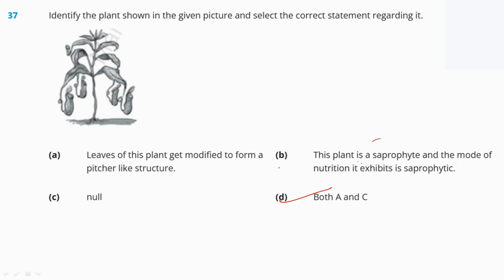Leaves of this plant get modified to form a pitcher-like shape. Yes, this is correct. This is a pitcher plant. Okay, so you have to select the correct statement. So A is a correct statement and C is a correct statement. Okay, so option number D is the right answer.